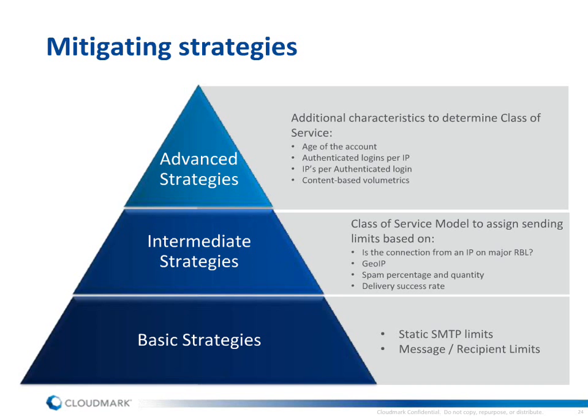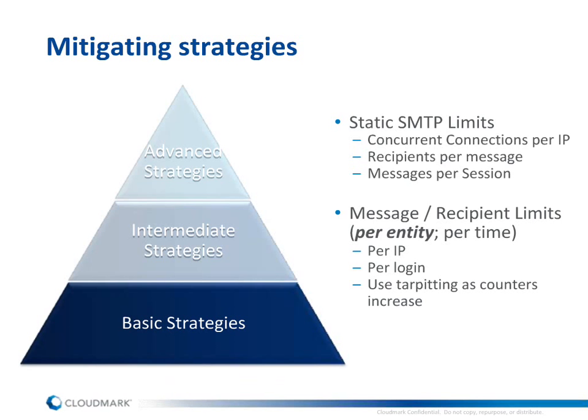The basic approach is to impose a set of static limits on SMTP sessions as well as message and recipient limits. For SMTP sessions, you want to introduce limits on concurrent connections per IP, recipients per message, and messages per session. As for message and recipient limits, you want to limit per entity, per time interval, and per IP on a login basis, and then increase tar pits as these limits are breached.